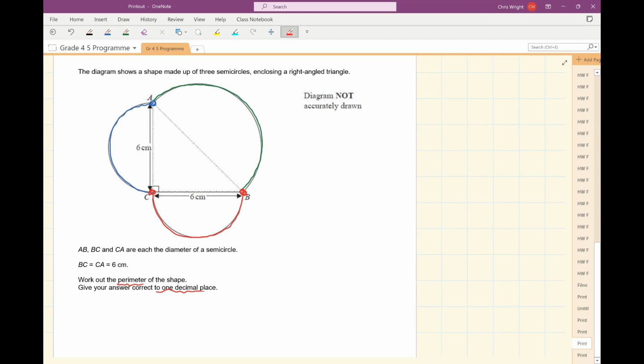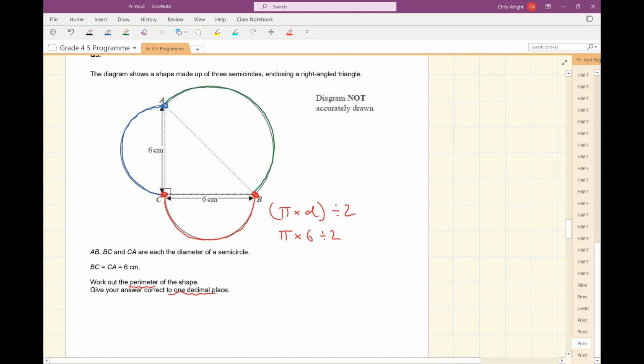So the red length is half the circumference of a circle. So it's going to be pi times d divided by 2, because it's half the circumference of a circle. And the diameter is 6, isn't it? So that's going to be pi times 6 divided by 2. So that's the red. Now the blue. Oh, the blue's just the same, isn't it? Because it's half the circumference of a circle. And look, the diameter is 6 again. So it's just going to be pi times 6 divided by 2. So that's the blue bit.